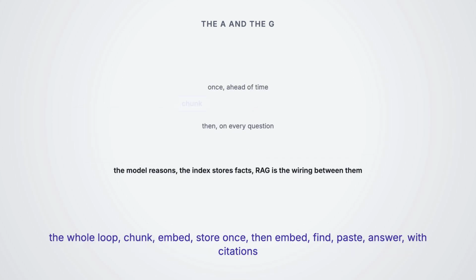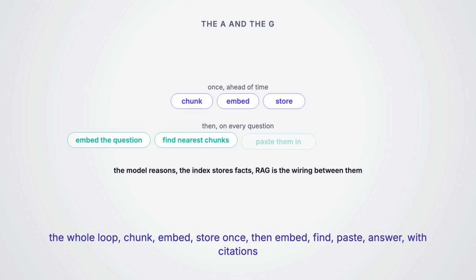The whole loop in one breath. Chunk, embed, and store once. Then on every question, embed the question, find the nearest chunks, paste them in, and answer with citations. The model is a reasoning engine. The index is a swappable store of facts, and RAG is the wiring between them.